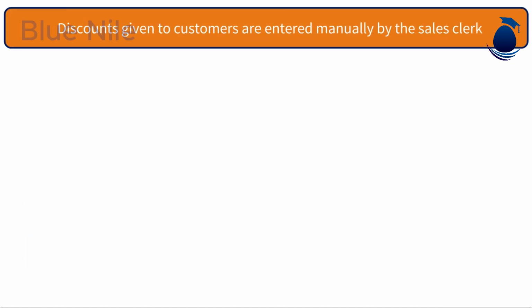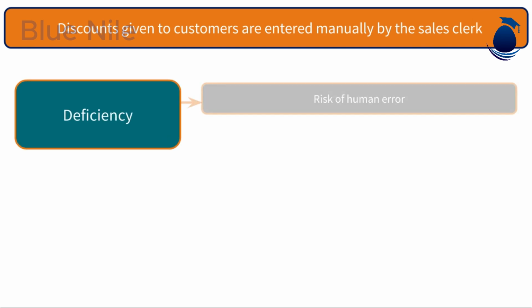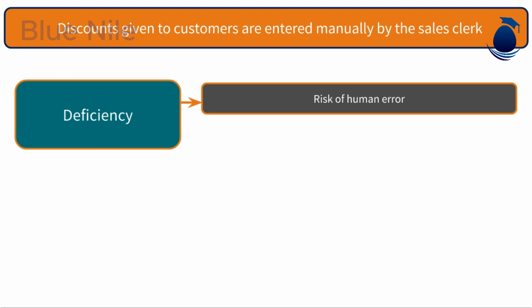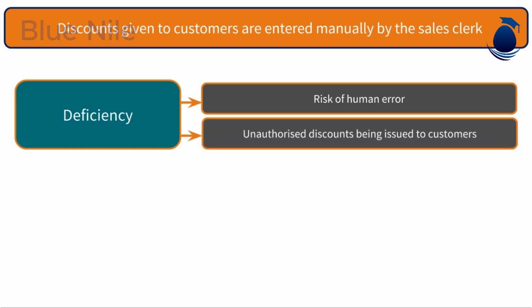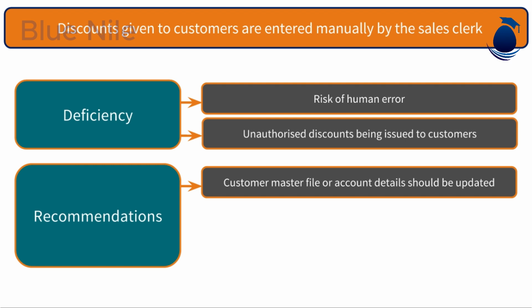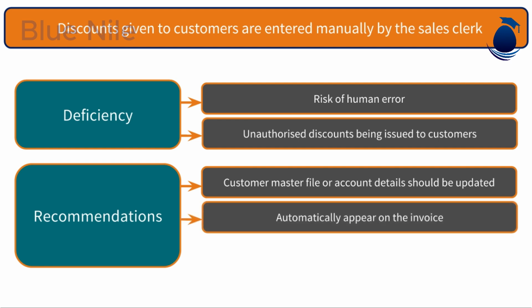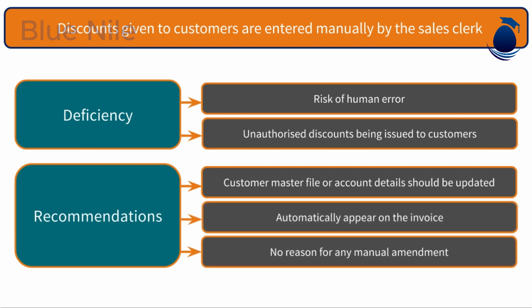Discounts given to customers are entered manually by the sales clerk on the invoice. This once again increases the risk of human error, with mistakes being made on the invoice, and also leads to unauthorized discounts being issued to customers, as there is no evidence these discounts are approved. The customer master file or account details should be updated with any approved discounts. This would then mean they are automatically going to appear on the invoice with no reason for any manual amendment.